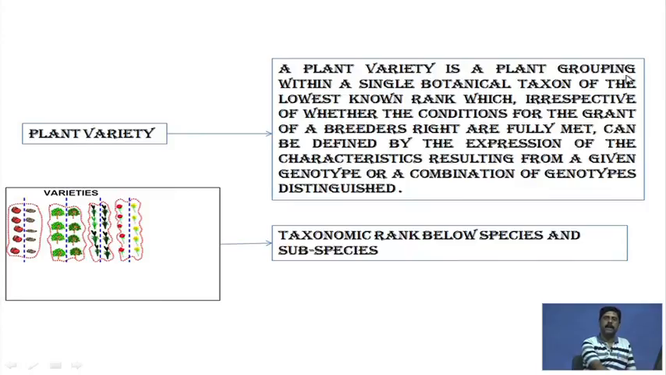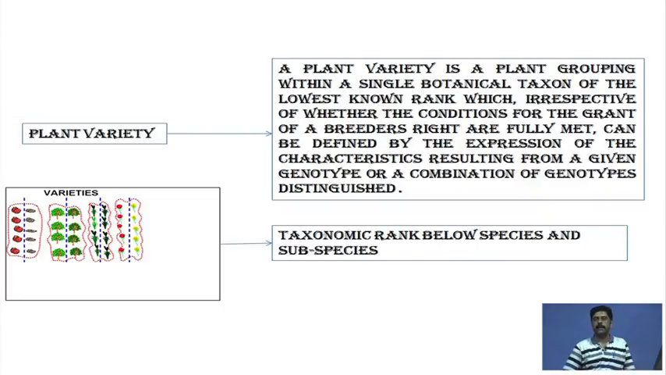So, a plant variety is a plant grouping within a single botanical taxon of the lowest known rank, which, irrespective of whether the conditions for the grant of a breeder's right are fully met, can be defined by the expression of the characteristics resulting from a given genotype or a combination of genotypes. So, why do I tell you genotype and phenotype? Because a variety will be distinguished based on genotype.